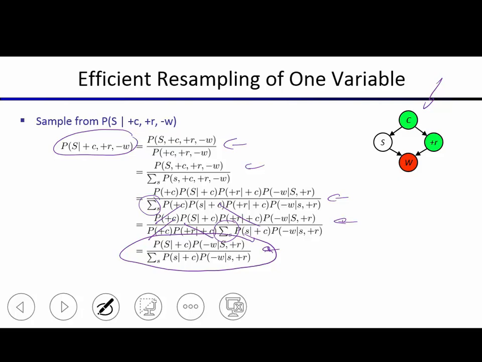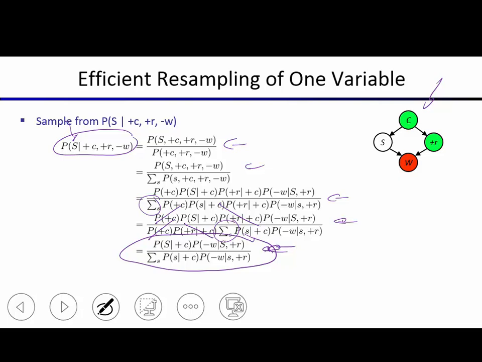What it involves is only the conditional distributions from the original BayesNet that involve the variable S. It involves a conditional distribution of S given C and the conditional of W given S and R. This is a small example, but this is actually a general property: when you work this out, the only conditional distributions that will remain will be the ones that involve the variable you're resampling, whether it's the child or the parent in a conditional distribution.